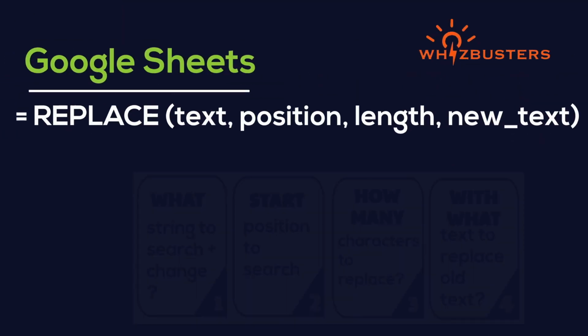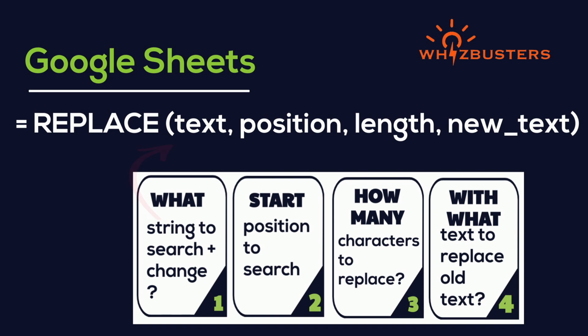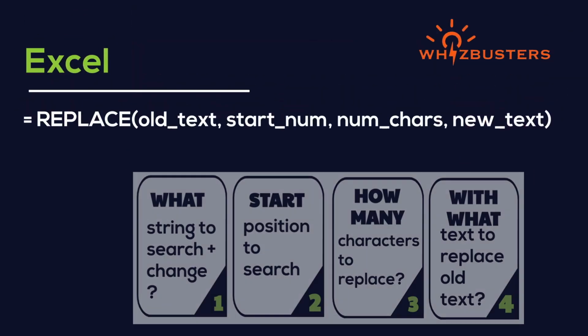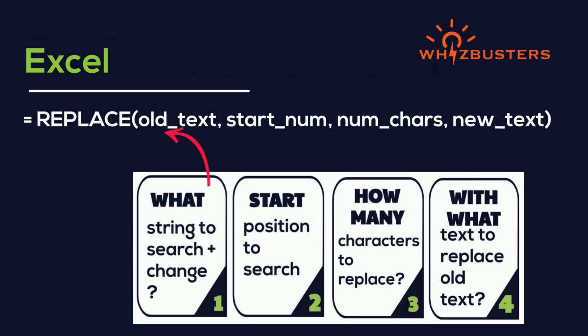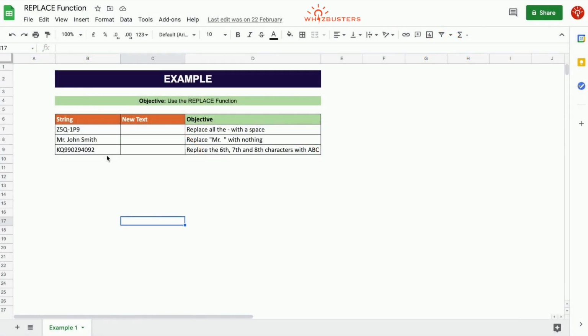In Google Sheets, you will see replace, text, position, length, new text, while in Excel, you'll see replace, old text, start num chars, new text. So let's dive in and start using these in some examples. In this table, we have 3 different examples for which we want to use the replace function.